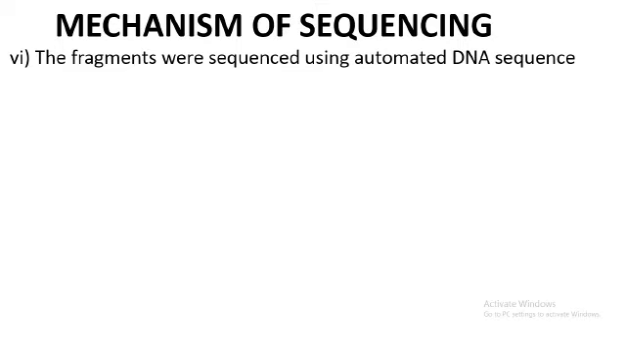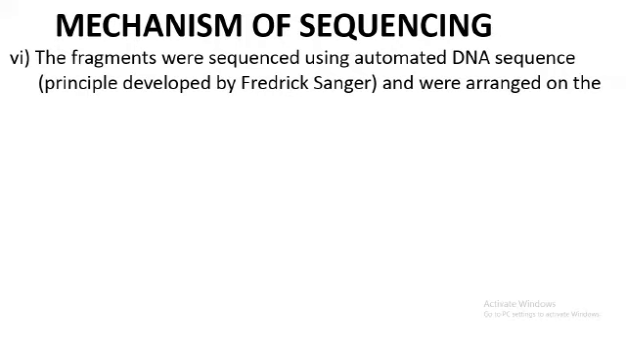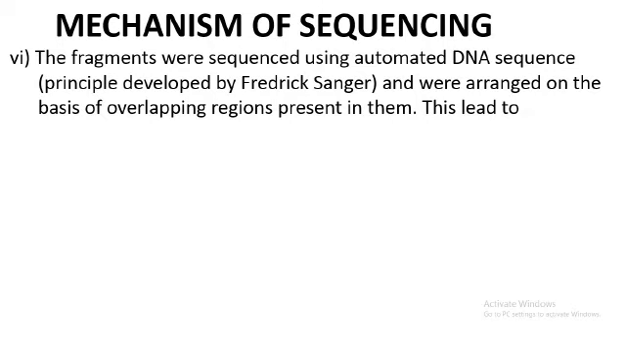Then the next step is that the fragments are sequenced using an automated DNA sequencer. The technique was developed by a scientist called Frederick Sanger, and the fragments are arranged on the basis of overlapping regions present in them. When you cut DNA, the DNA will be cut at a region called a palindromic sequence. We'll be studying about this palindromic sequence also. Those are the regions where the two DNA fragments are cut, so they will have overlapping regions. Based on these overlapping regions, the DNA will be identified and arranged in that manner, and according to that you get the length of the DNA.